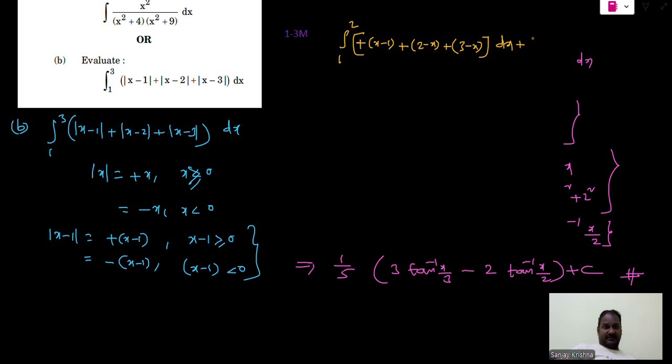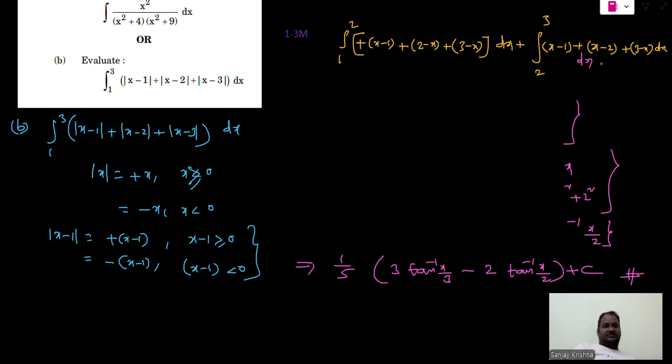Next, what about the limits from integral 2 to 3? Integral 2 to 3: modulus of x minus 1 is already more than 1, so x minus 1 becomes x minus 1 only. And then what about x minus 2? It is more than 2, so x minus 2 becomes x minus 2. But it is less than 3, right? Since it is less than 3, x minus 3 becomes 3 minus x. Alright, 3 minus x into dx.